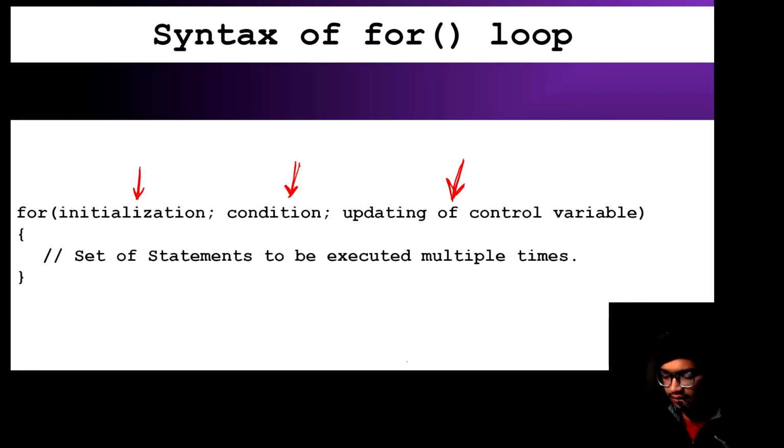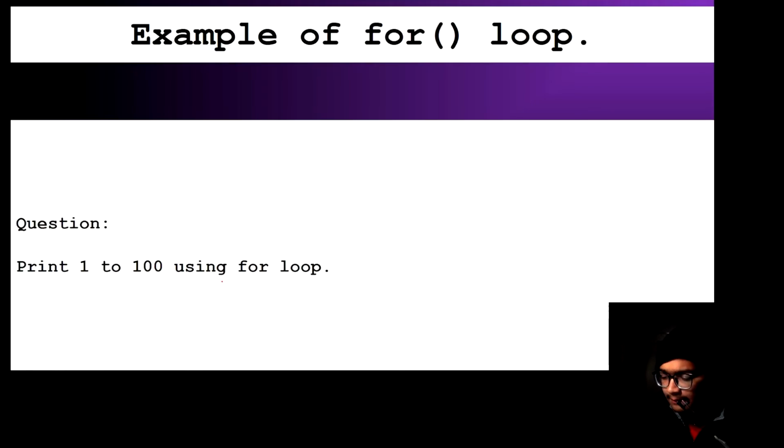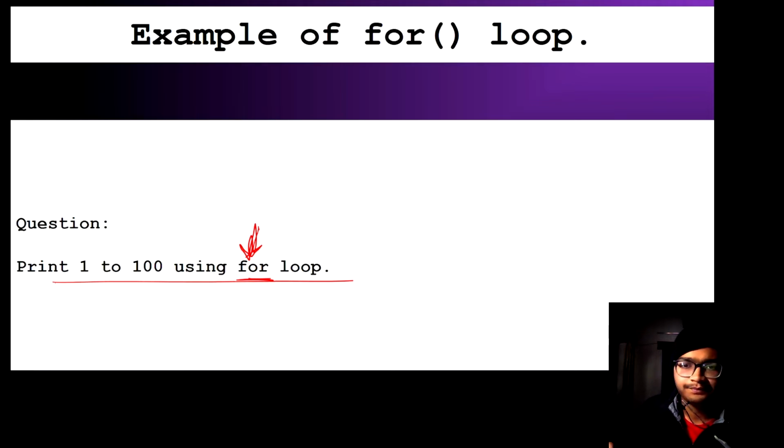So let's read it. For initialization, we will initialize the control variable, then we have the condition, which will be the stopping condition, and here we will update the control variable to terminate the condition. And here we have the body, the set of statements to be executed multiple number of times. So let's see our example over here. Print 1 to 100, the same program again, but here we are using the for loop. Let's see how we do this.